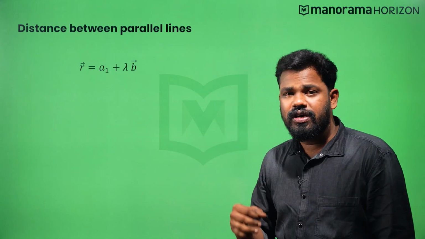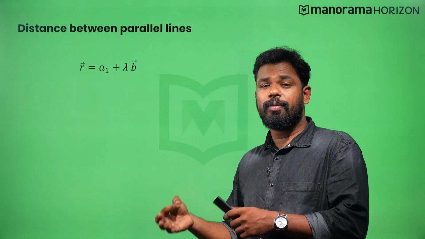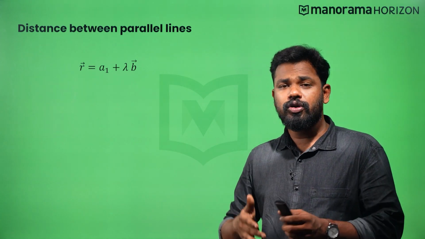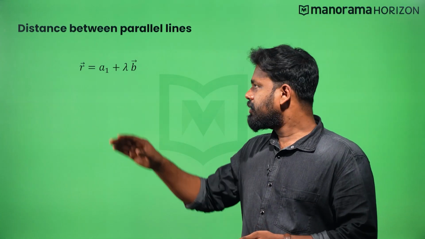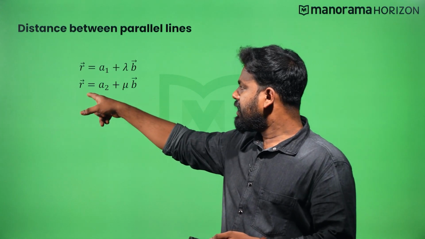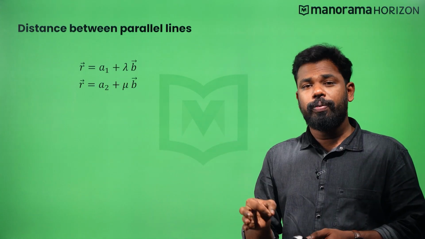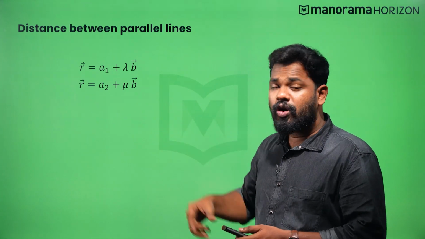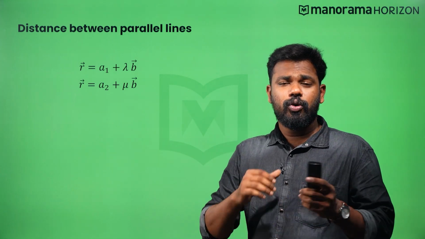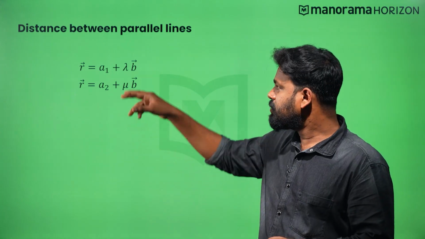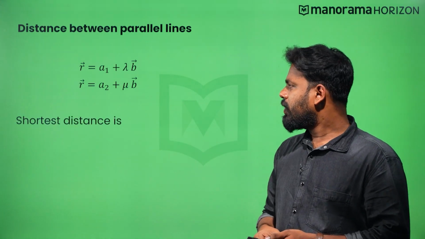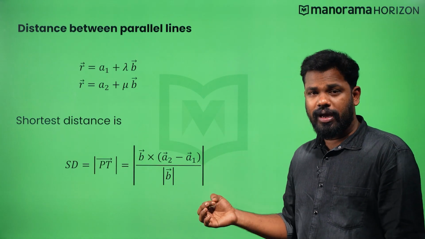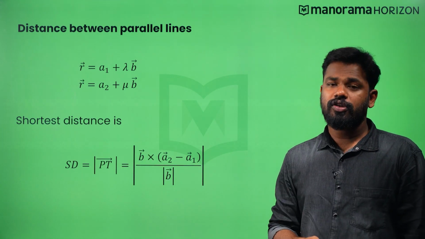Now, what will be the distance between the two parallel lines? Suppose I am taking the first line's equation as A1 plus lambda B. Here there is no lambda B1. Why there is no lambda B1? Because both of our lines are parallel, right? So I am just taking it as B. And what is the second line? R is equal to A2 plus mu B. Again, you can see both the vectors are B over here. There is no B1 or B2 because both the lines are parallel to each other. So we can just put it as B itself. So when I put it as B, the shortest distance is nothing but B cross (A2 minus A1), the whole divided by the modulus of B.